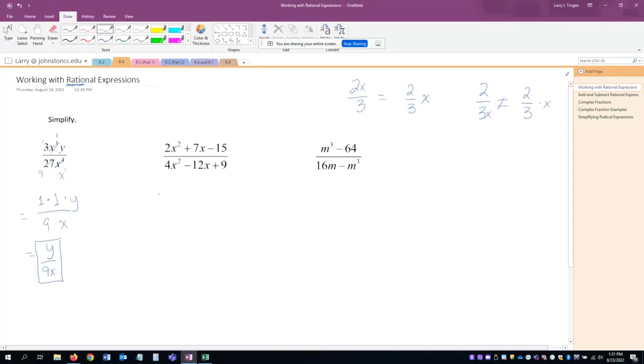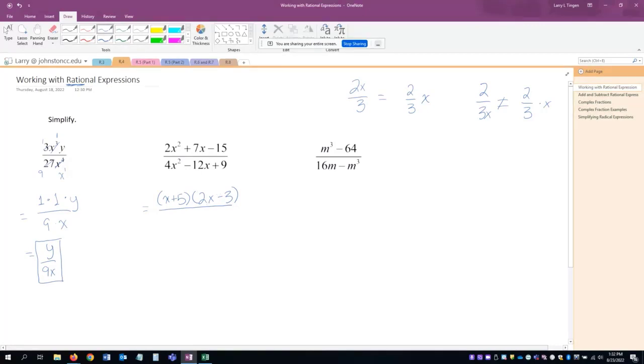All right. So next, we've got a little bit of work to do here. 2x squared plus 7x minus 15 divided by 4x squared minus 12x plus 9. Both of these will factor. I'm going to go ahead and do the factoring for you because both of these have a coefficient that is not 1. But the numerator factors into x plus 5 times 2x minus 3.